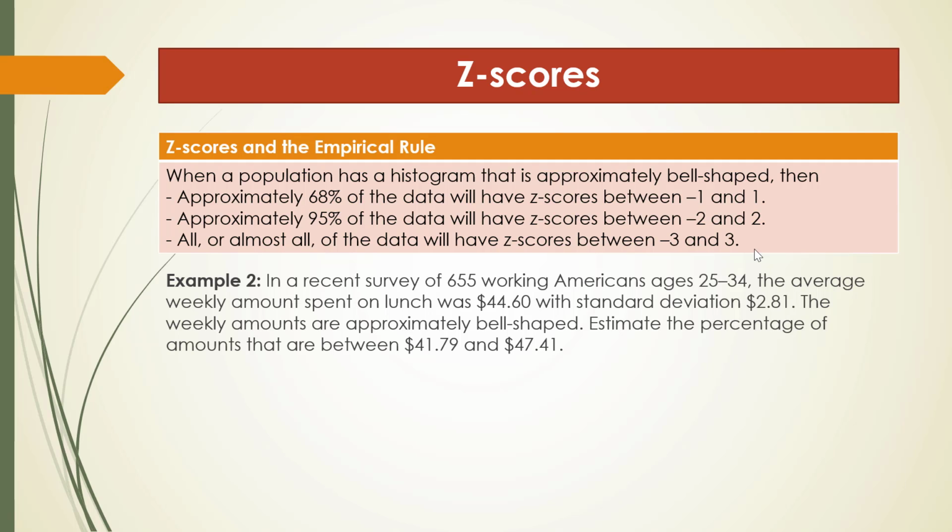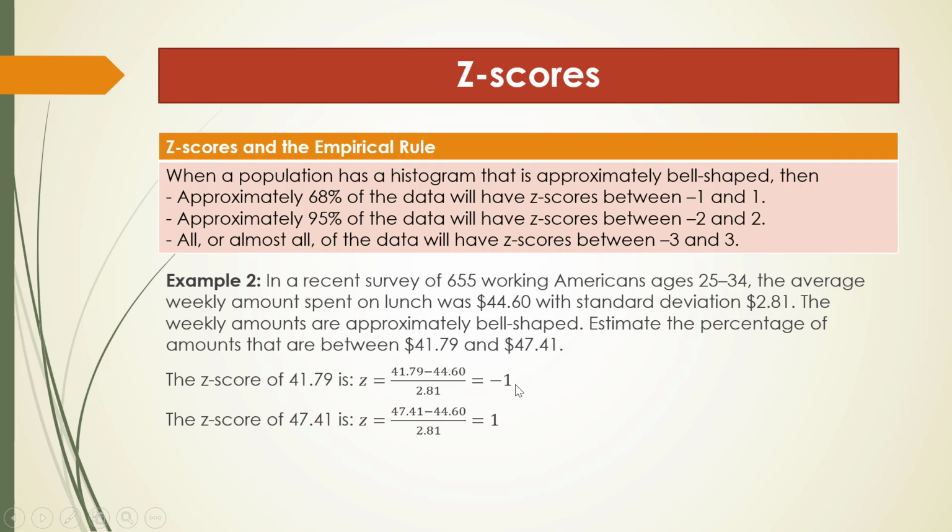So here, the mean of the population is 44.60 and the standard deviation is 2.81. The question asks for the percentage between two numbers, 41.79 and 47.41. One thing we notice here, the Z-score for 41.79 is 41.79 minus 44.60 over 2.81, we got -1. And the Z-score for 47.41 is 47.41 minus 44.60 over 2.81, and we got 1.